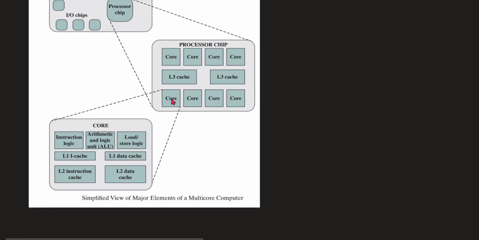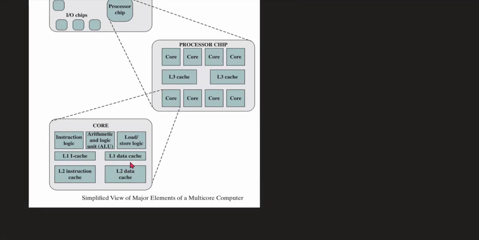What is inside each core? Each core will have the instruction logic, arithmetic logic unit, and load and store logic, so it is like part of the ALU. And there will be the memories: L1 instruction cache, that is instruction cache, and L1 data cache. You can also look here at the L2 instruction cache and L2 data cache. Its meaning is that inside the core, cache memory is defined, and there are different levels or hierarchy of cache memory.